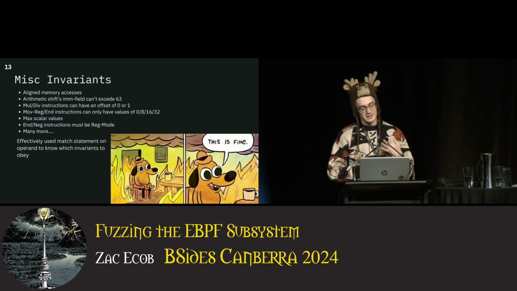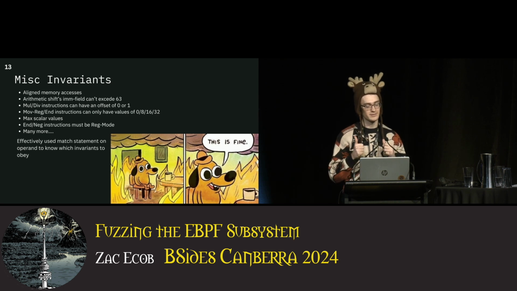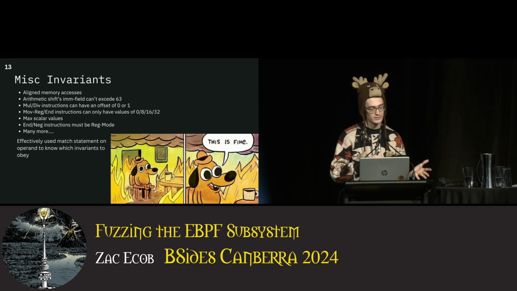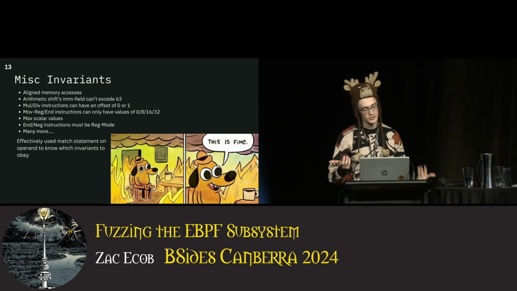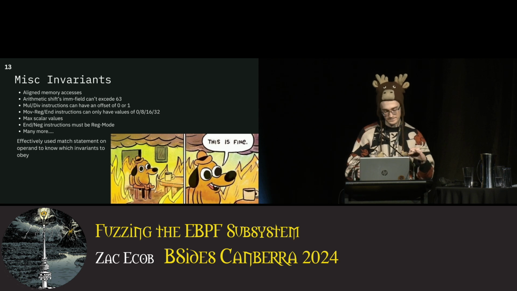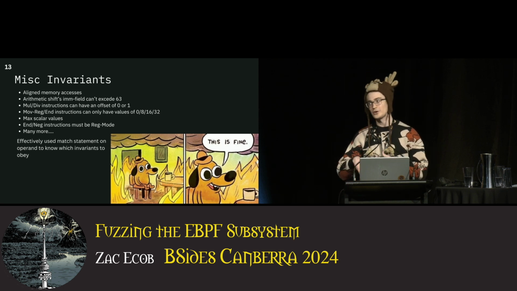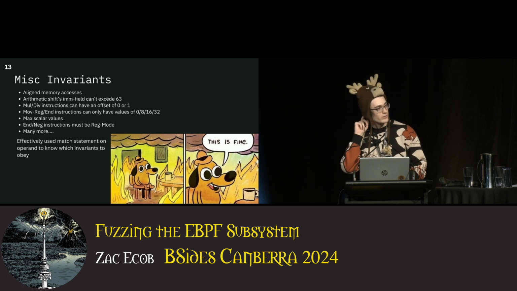And yeah, there's just so many of these different invariants to make sure that we're syntactically making eBPF happy with us. Things like aligned memory accesses. If we're doing bit shifting, we don't want to shift more than 63 in a 64-bit system. I don't want to run through all of these because we don't handle them all in a particularly novel manner.